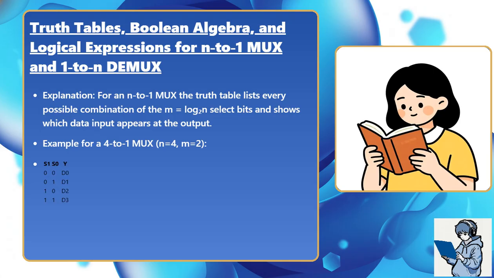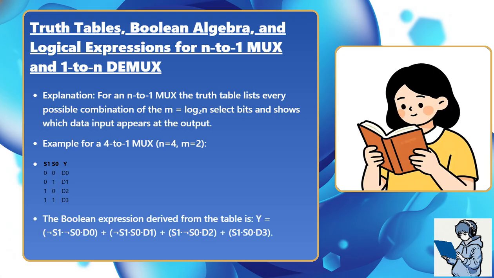When S1 is 0 and S0 is 0, y is D0. When S1 is 0 and S0 is 1, y is D1. When S1 is 1 and S0 is 0, y is D2. When S1 is 1 and S0 is 1, y is D3. The Boolean expression derived from the table is y equals not S1 and not S0 and D0, or not S1 and S0 and D1, or S1 and not S0 and D2, or S1 and S0 and D3.